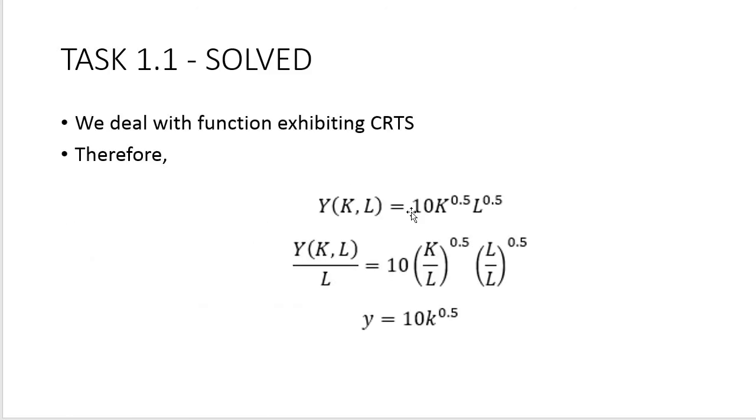Okay, so obviously we deal with a function exhibiting constant returns to scale, therefore we can do the same mathematical trick and say that dividing output by some constant is equivalent to dividing inputs by the same constant, and this is what we get as the result. So hopefully you remember this. I will just mention that Y stands for per capita production and K stands for the capital per worker ratio.